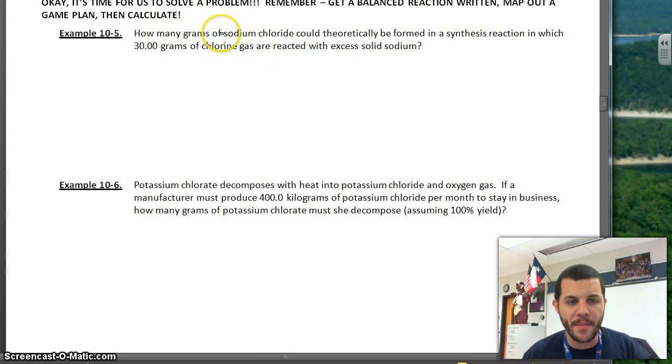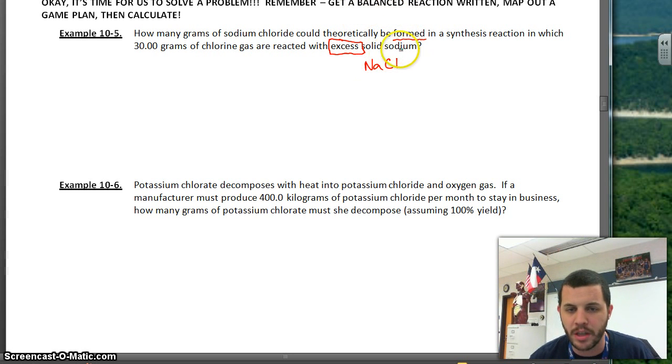Okay. This says how many grams of sodium chloride could theoretically be formed? If sodium chloride is being formed, we know that it's a reactant or a product. That's correct. It's a product. So I'm going to write NaCl on the product side. It's a synthesis reaction, and we start off with 30 grams of chlorine gas and excess solid sodium. Now we're going to learn to love this word excess. Right now it doesn't mean a lot to you, so we'll deal with loving it later, okay?